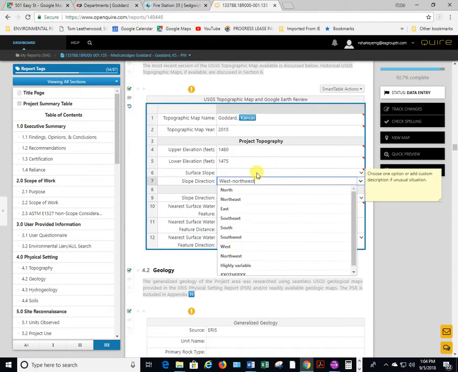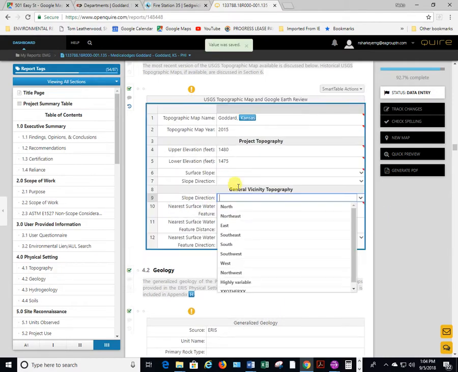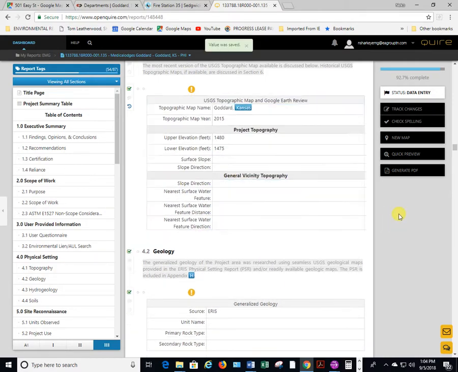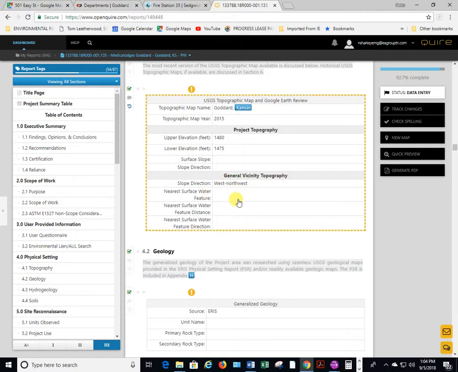And I just typed it into the wrong block. See, don't follow, I made a mistake there, going too fast. I just told you that goes in your general vicinity. I'm sorry. There we go. All right.